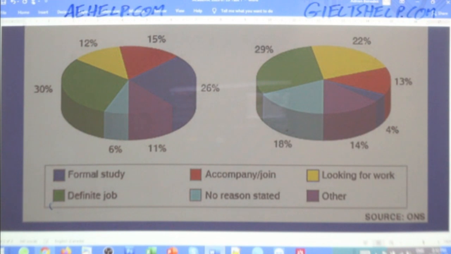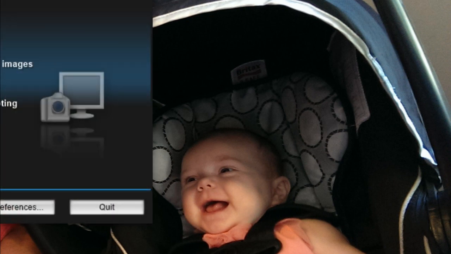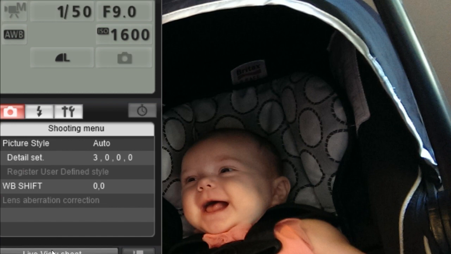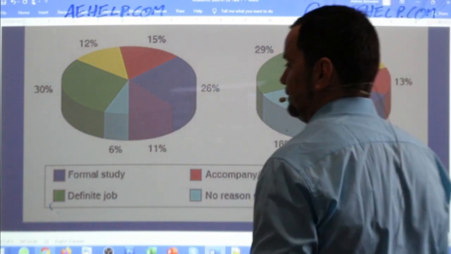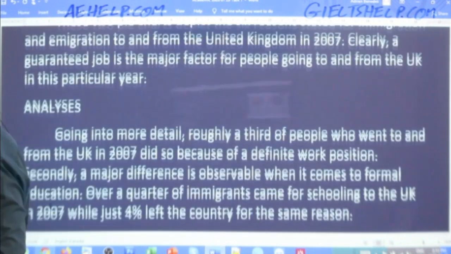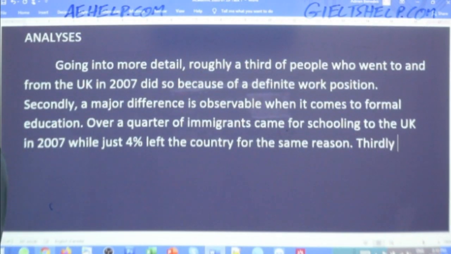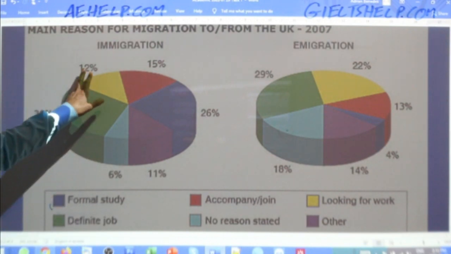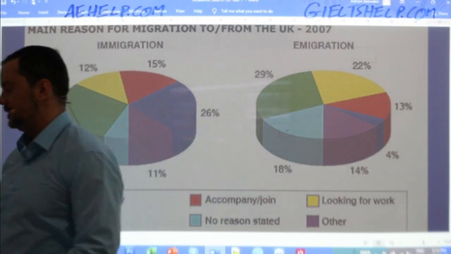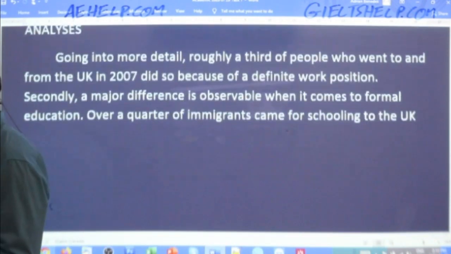Now we're on to the third. We agreed that third is looking for work, so I'm going to write that sentence. And I'll wake my camera up before I do that. Here we go. So, let's go with the third sentence now. Looking for work. So third, looking for work, immigration 12%, emigration 22%, almost double, right? Nearly double, just 2% shy of double.